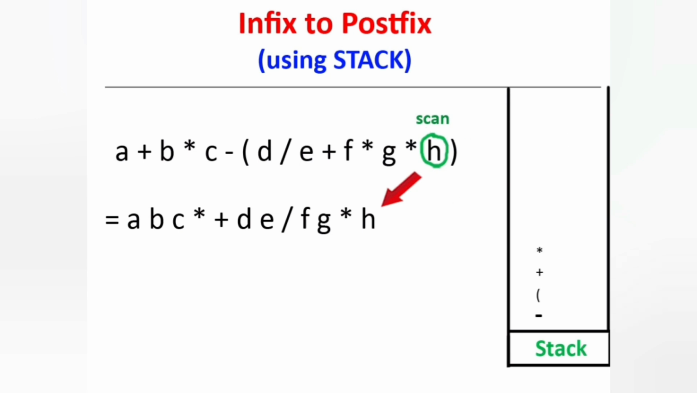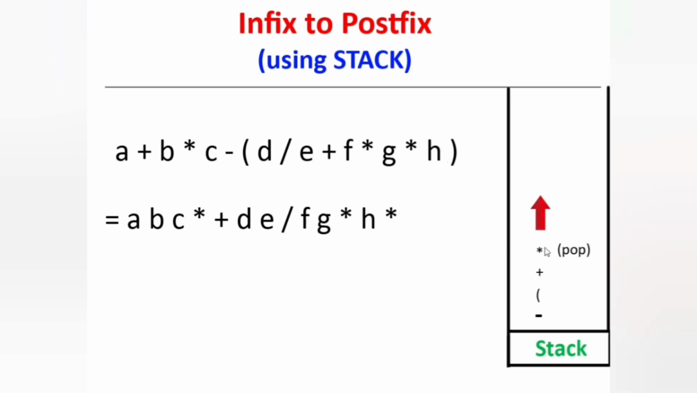Next scanned item is H. H is an operand, so H is placed into the postfix expression. Now the next scanned item is the closing bracket. When the bracket is closed, the operators are popped out one by one from the top. After the closing bracket the expression is finished, meaning there is nothing left to scan. So at the end of the expression, the operators are popped out one by one.